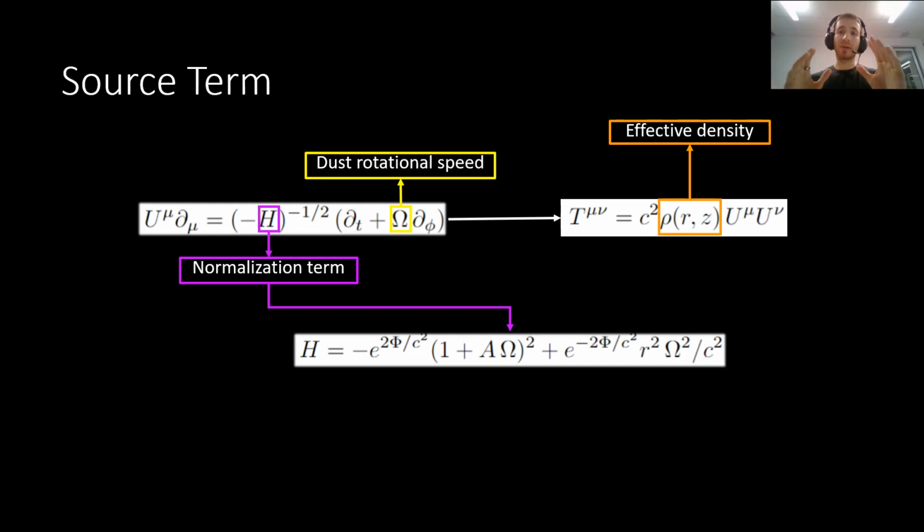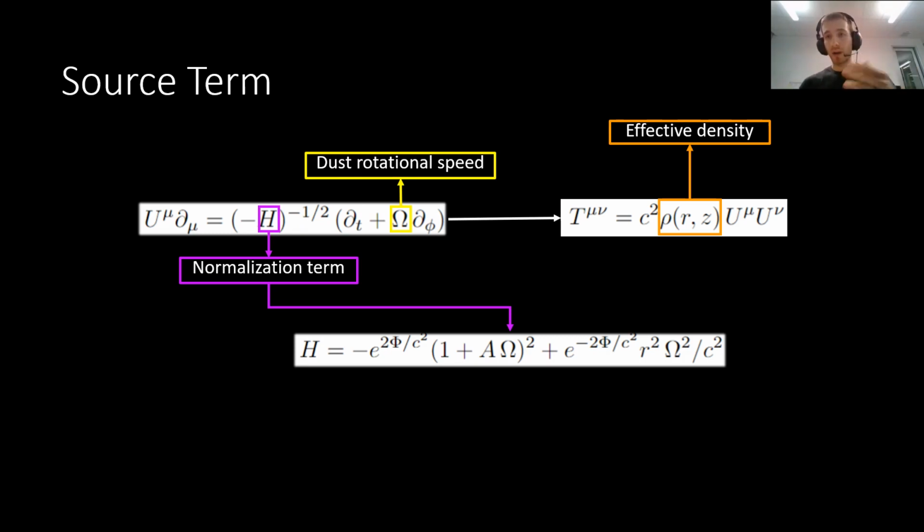Now, we described the geometry, the basic one at least, the metric. Let's talk about the source. The source is defined through the prescription of a four-velocity, which depends on the rotational speed of the dust, that in BG and CT will be constant, but in our model is not, and will depend on the coordinate Z, and the normalization term, which is related then to the rotational speed of the dust, as well as the metric field.